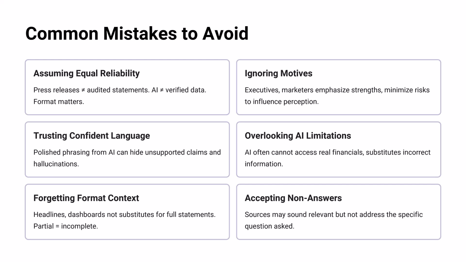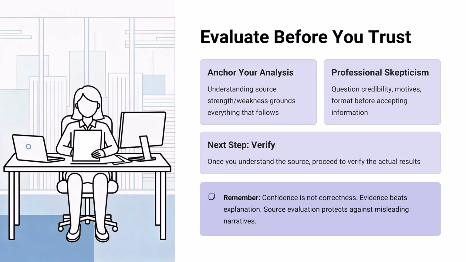And sixth, accepting non-answers. Sources may sound relevant, but not actually address the specific question asked. These mistakes lead to misplaced trust and flawed analysis. By consciously avoiding them, you strengthen your ability to distinguish credible information from promotional messaging. Source evaluation is the anchor for everything that follows in your analysis. By understanding the source strengths or weakness, you ground all subsequent work in appropriate levels of trust and skepticism.